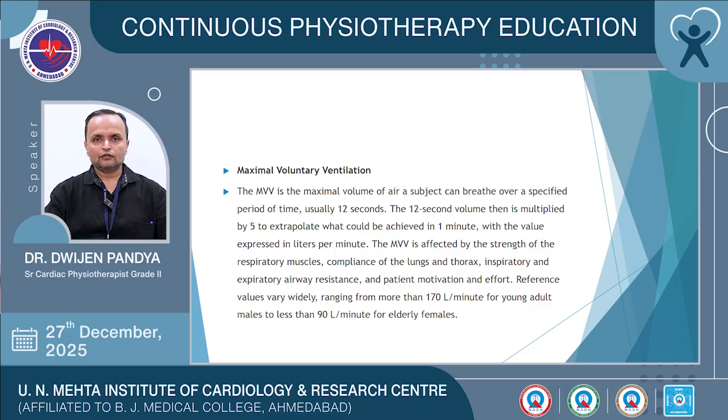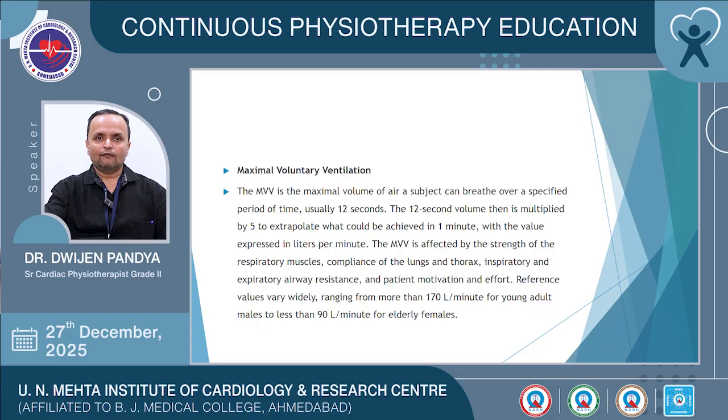Maximum voluntary ventilation is affected by the strength of the respiratory muscles, the compliance of the lungs and thorax, inspiratory and expiratory airway resistance, and patient motivation and effort. Reference values vary widely, ranging from more than 170 liters per minute for the young adult male to less than 90 liters per minute for elderly females.